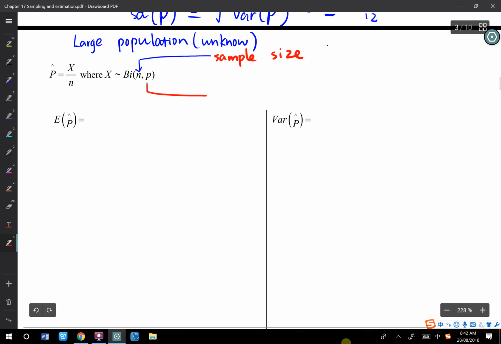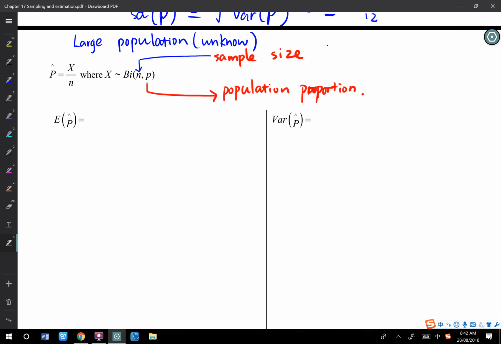What is the P? P is the population proportion. Population proportion is like, I know that 60% of the 17-year-old girls will be over 160. This is my population proportion. So every time you select one girl, there's 0.6 of a chance she is over 160. So that's your population proportion.